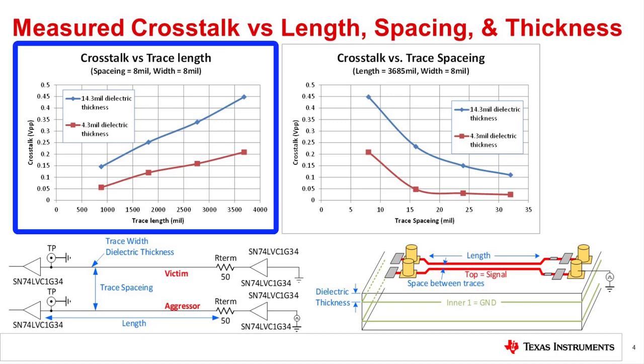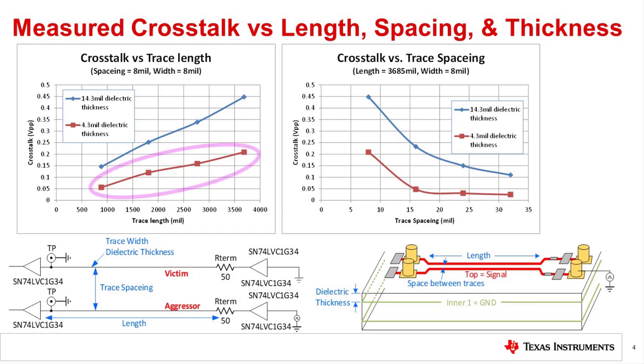The graph on the left side shows how increasing trace length will increase crosstalk. Also, notice that decreasing the dielectric thickness significantly reduces crosstalk. The crosstalk is 0.45 volts peak to peak for the 3,700 mil long trace with the 14 mil dielectric thickness, but only 0.15 volts peak to peak for the 4.3 mil dielectric.